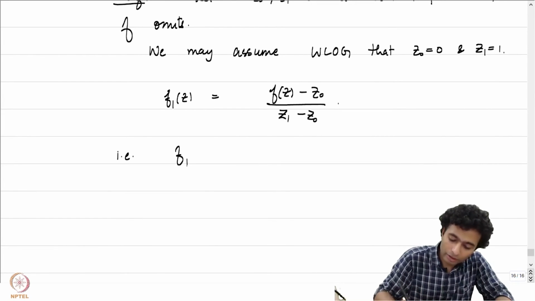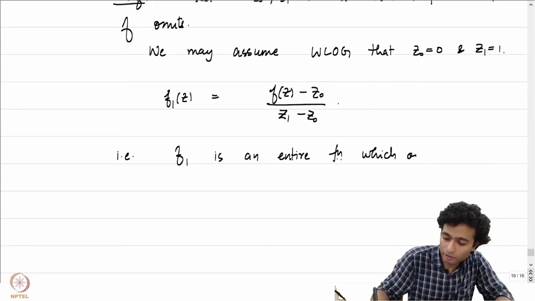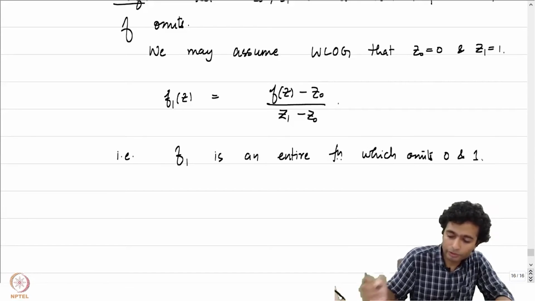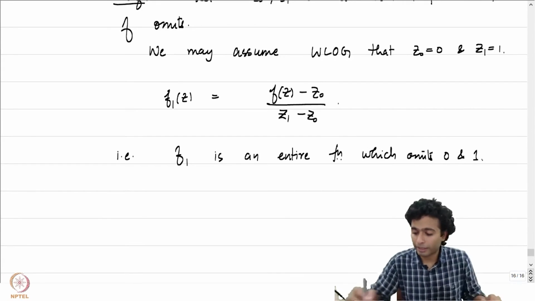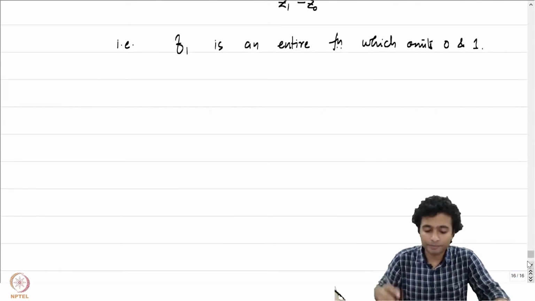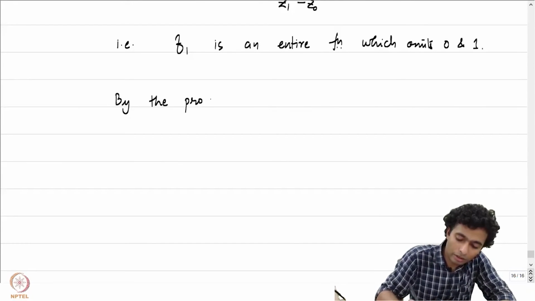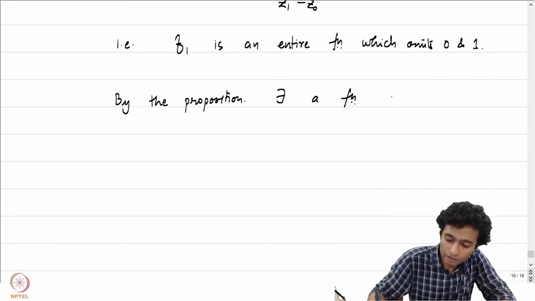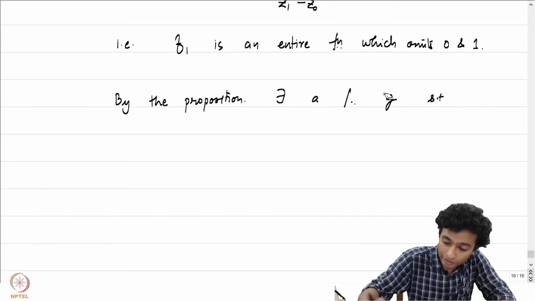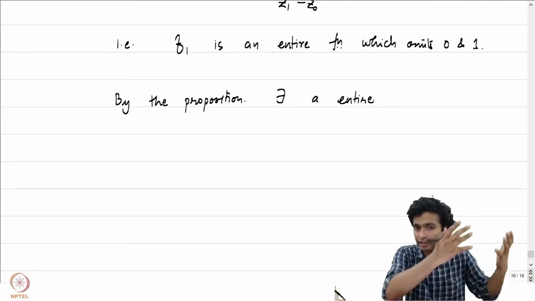That is, f1 is an entire function which omits 0 and 1. If you prove that f1 is constant, then that would also imply that f is a constant. So, we will assume without loss of generality that f is a function which omits 0 and 1. But then, by the proposition we proved in the beginning of this lecture, there exists a function g, an entire function, let me be very careful here, the function is defined on the entire omega, in that case omega here is C.